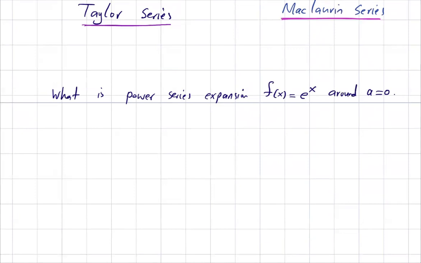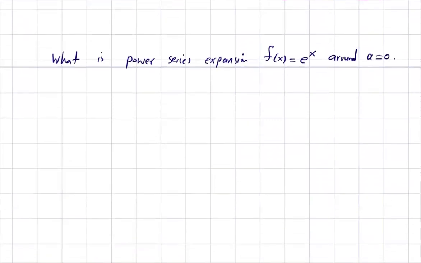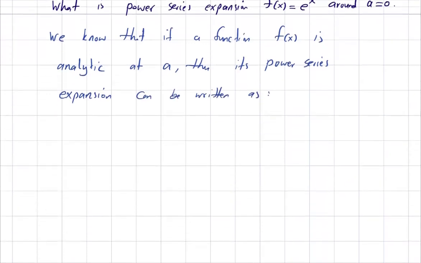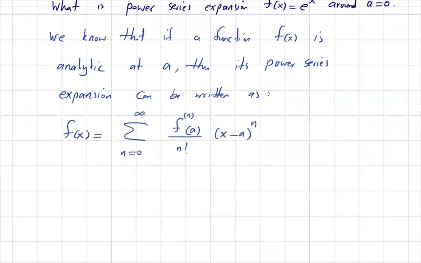Very good. We have a nice formula. We know that if a function like f of x is analytic at a, then its power series expansion can be written as f of x equals the summation of the nth derivative at a divided by n factorial, x minus a to the power n, starting from 0 to infinity.